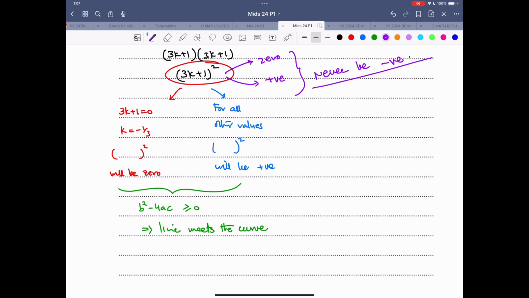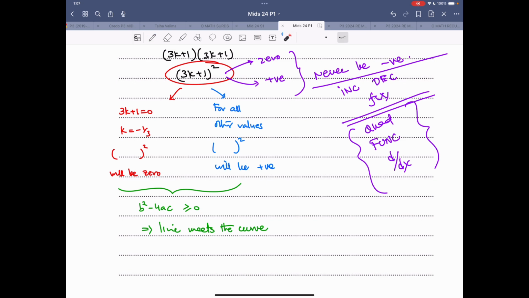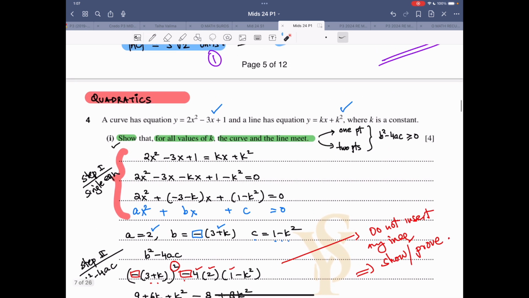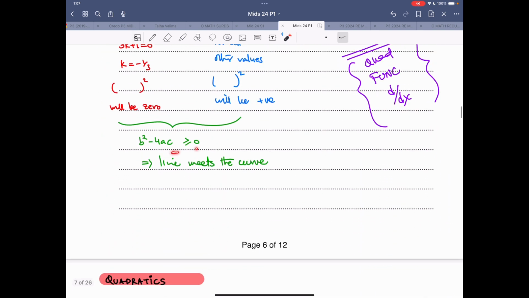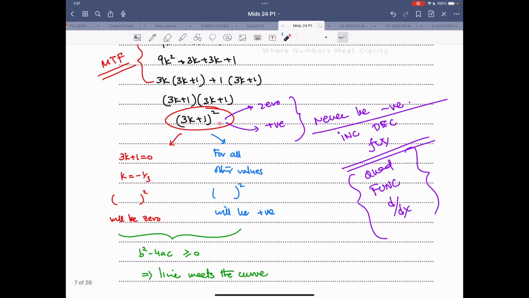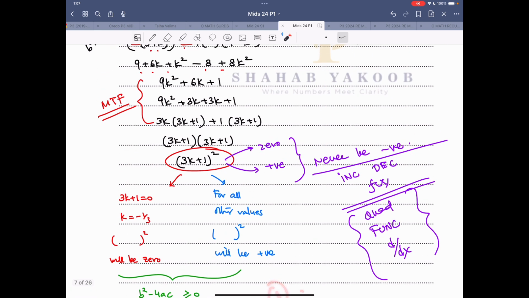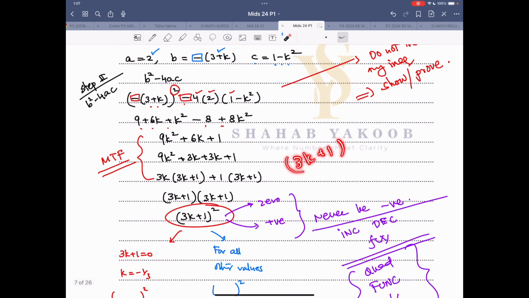And this concept will be used further on when we'll be doing increasing, decreasing functions of differentiation. So that is part of quadratics and functions and differentiation that will be coming up soon in January. So coming back to this, it can be 0, it can be positive, and that is what the whole objective is. B squared minus 4ac is greater than or equal to 0. Therefore, line meets the curve. A lot of people reached this stage and they lost this 1 mark. They said that 3k plus 1 whole square is greater than or equal to 0, and they solved for k. That is incorrect.